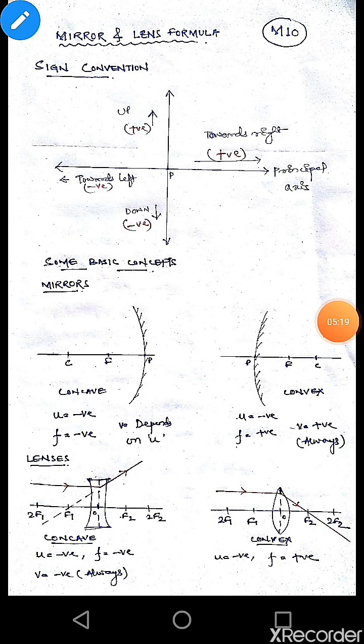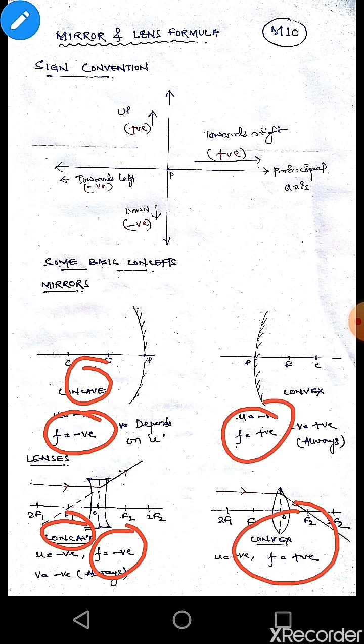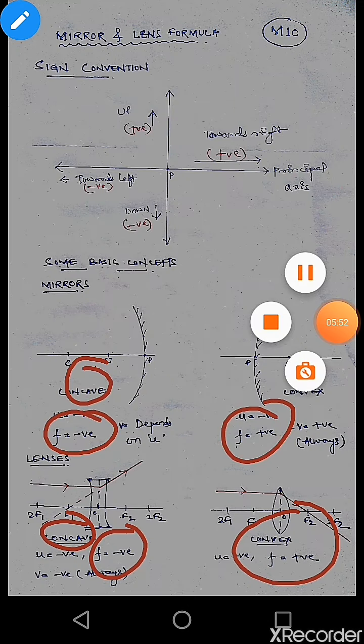Now there is an interesting concept to watch, that in both cases, in concave mirror and concave lens, the focal length is negative. Similarly, let it be the convex lens or convex mirror, the focal length is always positive. So you can say that if we consider concave, the focal length is always negative, and in case of convex, the focal length is always positive. It will be helpful to solve problems.